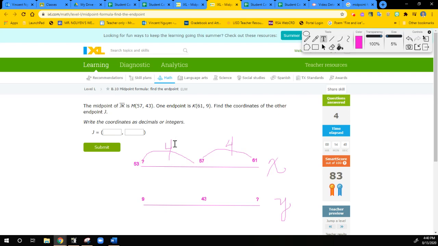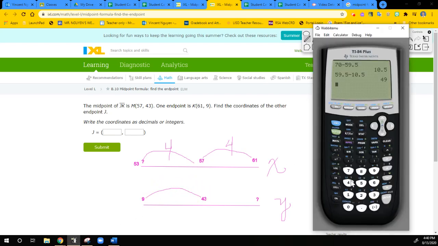53 plus 4, 57, right? So, and then I'll do the same thing here. From 9 to 43, oh my God, how long is that? Well, we might have trouble using our fingers to count. So we're going to do 43 minus 9. That's going to give us 34 because 34 plus 9 will give us 43 back, okay?